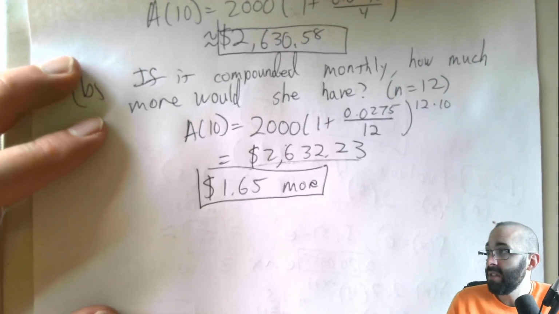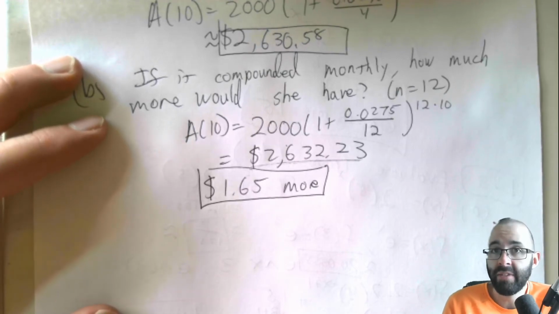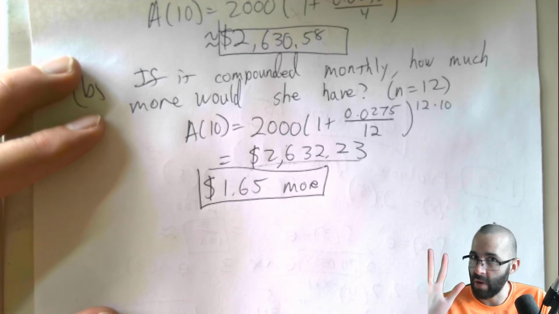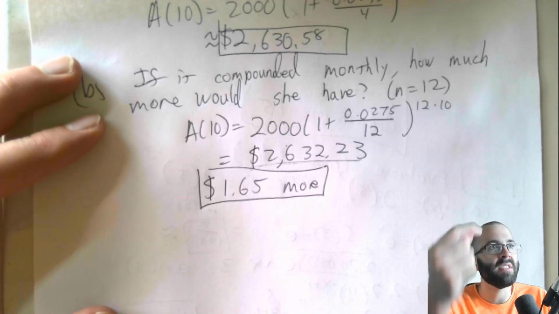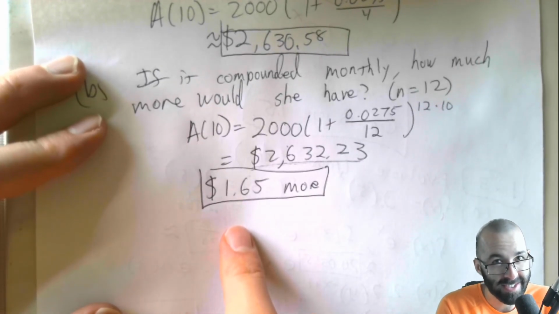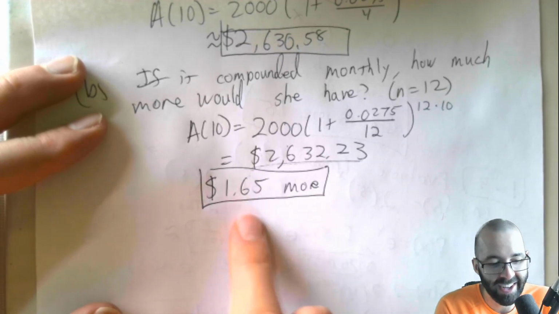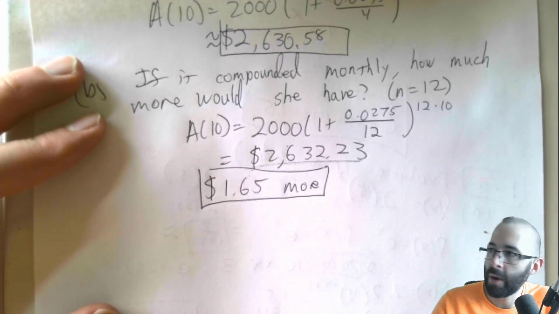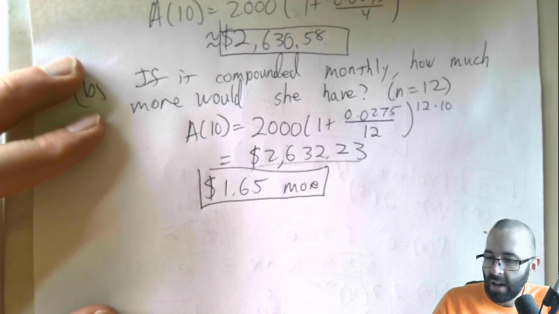So compounded monthly, you're going to make more than if it compounds quarterly because it's growing more frequently. Still the same interest rate, but it's growing on itself more. After 10 years, a difference of $1.65 is not super big. But as it compounds more, you do make more money. So that's pretty much it.